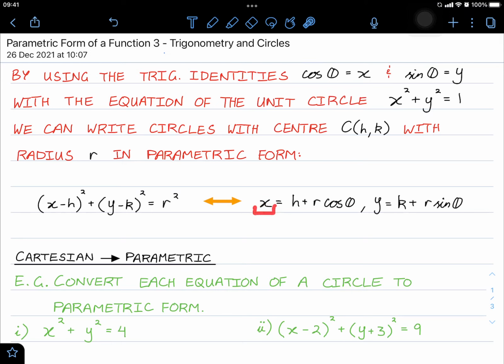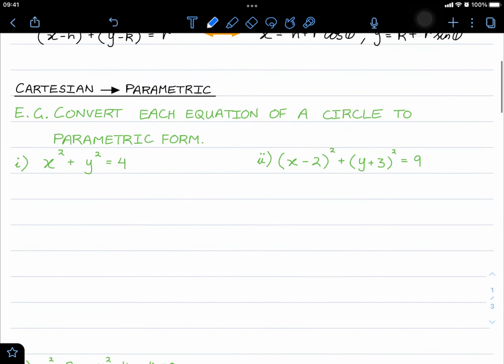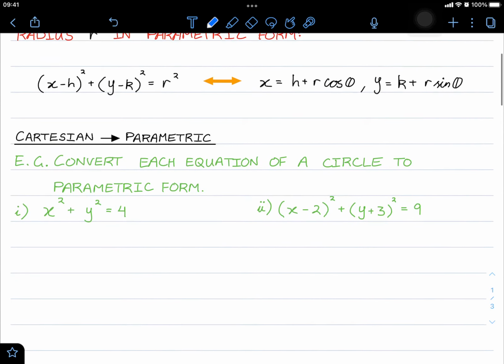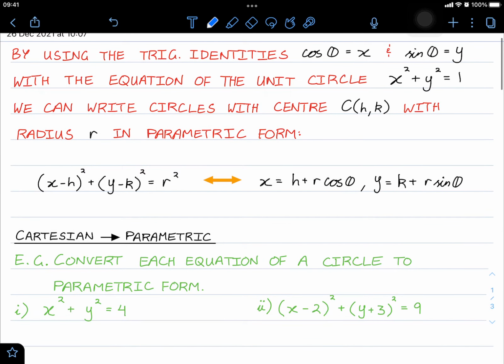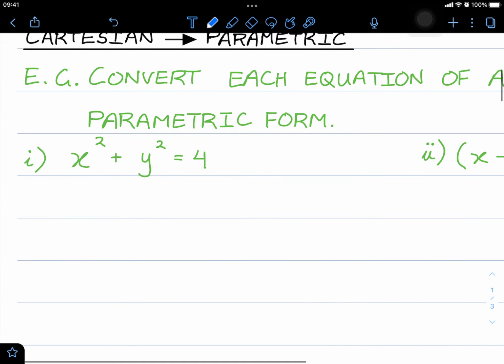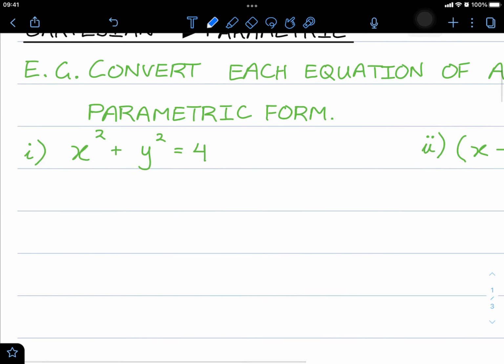Notice how x is related to cos and y is related to sine because of this relationship there. So let's get straight into an example of this. So here we go. First we need to convert this into a radius of 1 for now. Looking at this one here, we're going to do this by dividing by whatever this value is. So we're going to get x squared on 4 plus y squared on 4 equals 1.